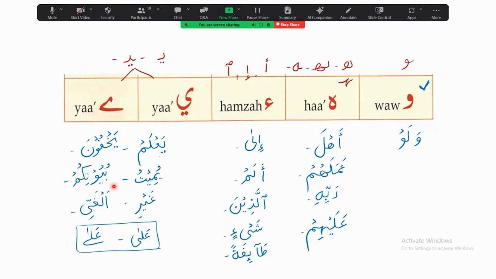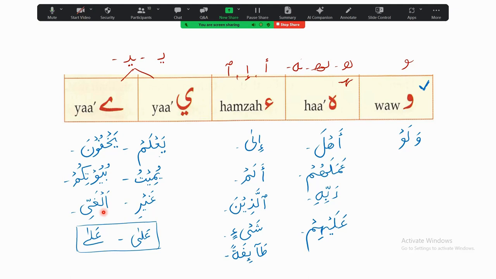Buyutikum. Again, in this word, we have the ya and ta here again. For ya, the two dots are below, and for the ta letter, the two dots are above it. In this example, ghayri, the ya is in the middle. When ya is in the middle, it looks like this, right? It looks like this.